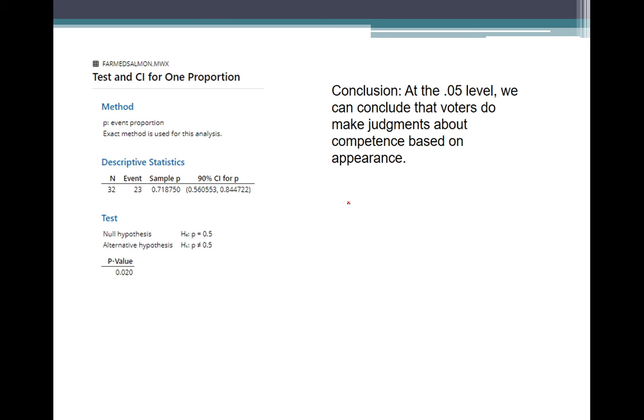So what we conclude is, at the 0.05 level, we conclude that voters do make judgments about confidence based on appearance. We did that because we rejected the null hypothesis. Here I did one for double-sided, but... So is your interval from your sample p to the lower bound? And so if your null hypothesis is in there, then you can't reject it? You don't reject it, right. Correct. In this case, I did a two-sided one.